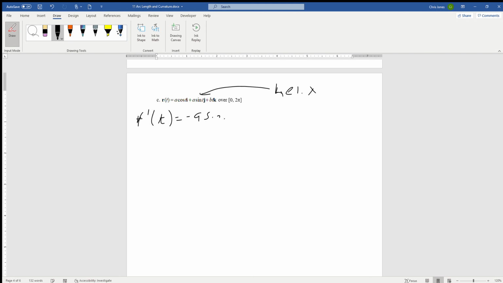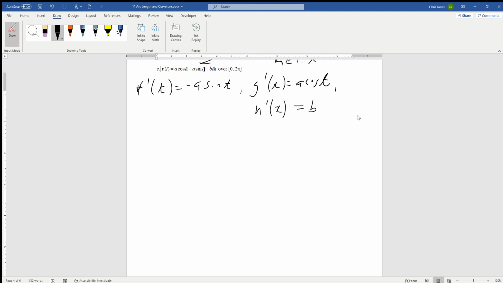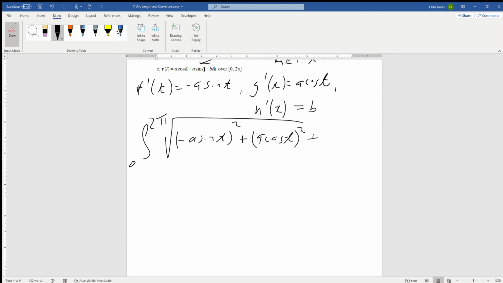All right, so let's start by finding f prime of t, and that's going to be negative a sine t. Let's find g prime of t, which is going to be a cos t. And then finally, h prime of t is just going to be b. And we're going to throw all of that into our formula. All right, so we have our integral from 0 to 2 pi, square root of minus a sine t squared plus a cos t squared plus b squared dt.